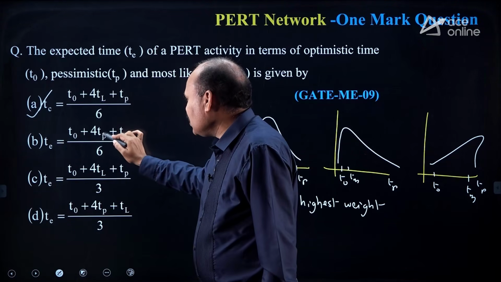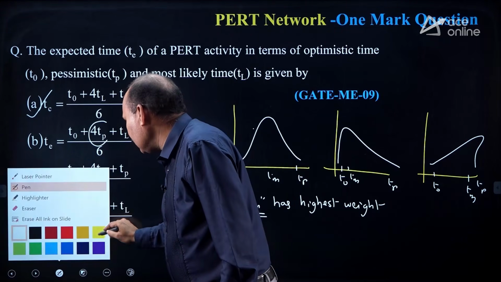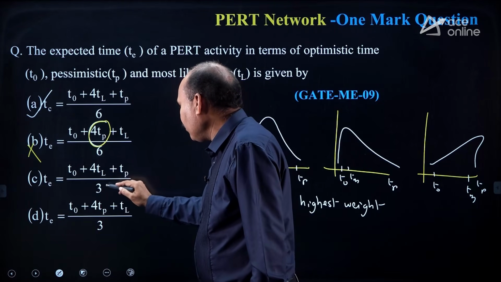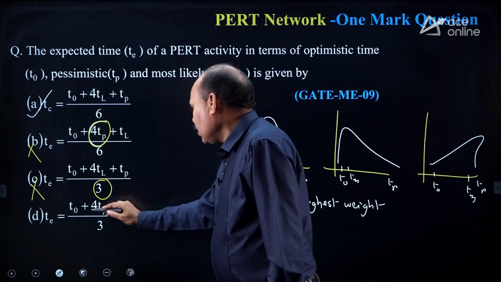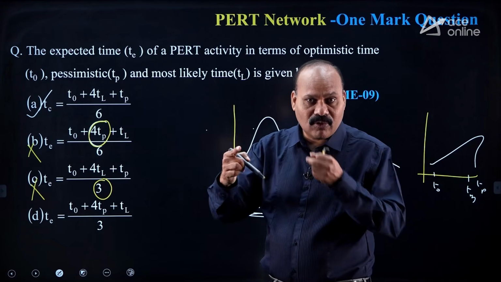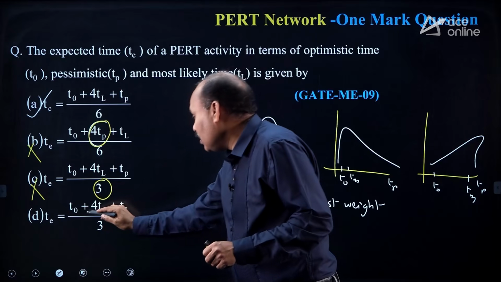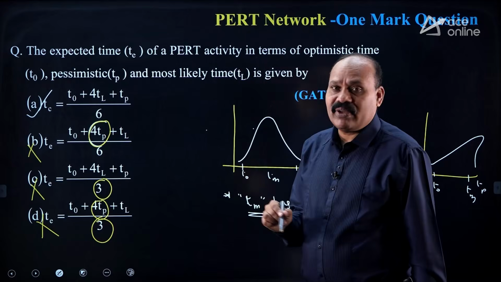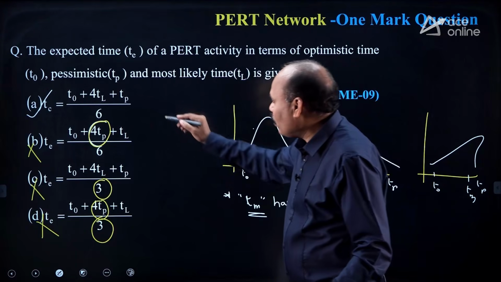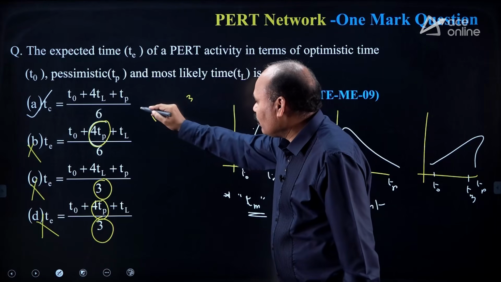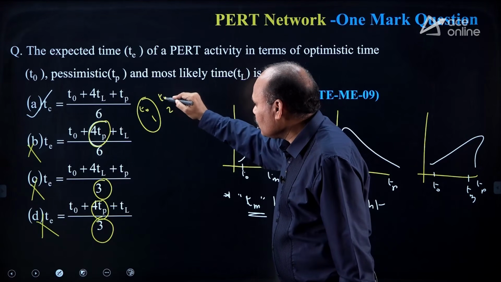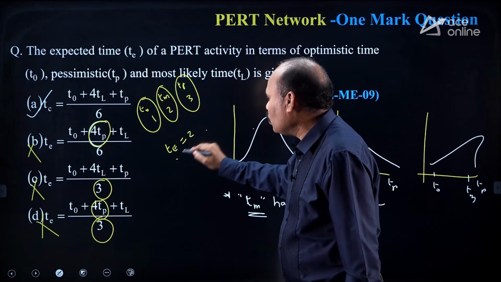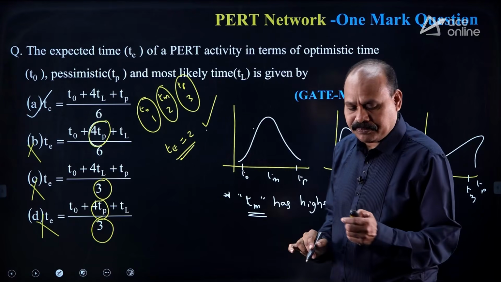Coming to the options, Tp should not have more weightage, so here it is wrong. The total of the weights should be 6, and two things are wrong here. For formula verification, I told you, you can take 1, 2, 3: T naught is 1, Tm is 2, Tp is 3, substitute, and you have to get Te value 2. It's a verification.